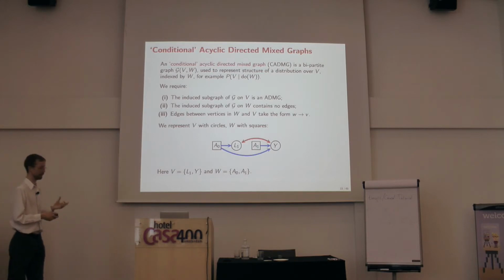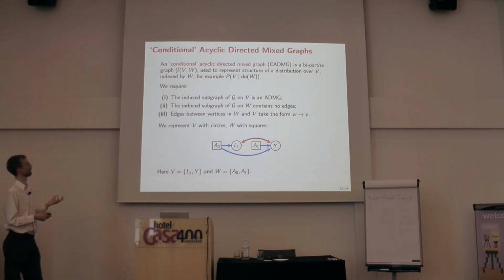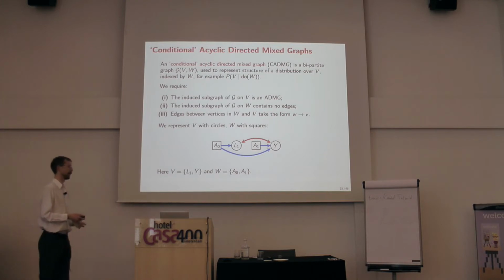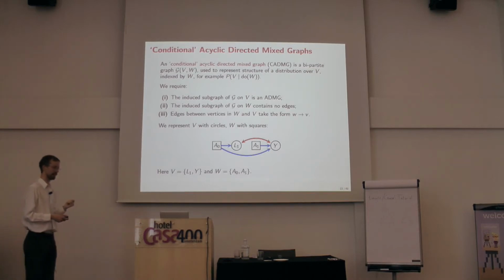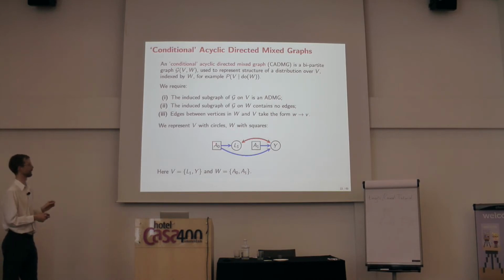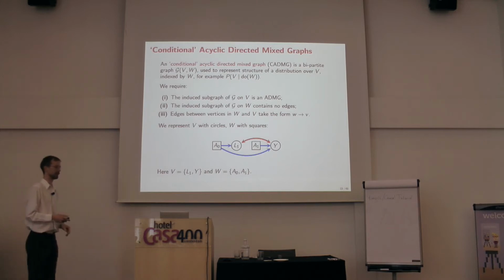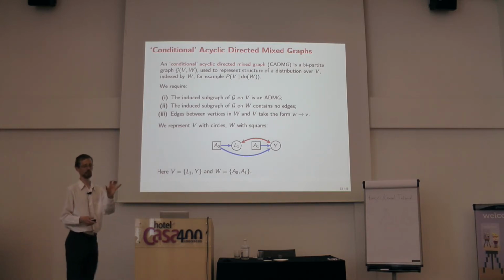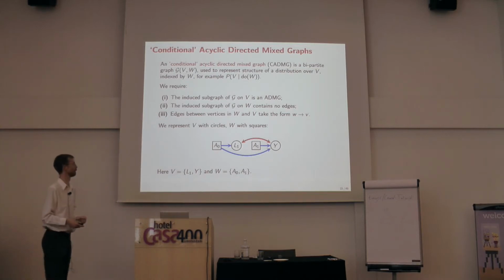So these are graphs that represent a set of distributions over the variables in circles, which we'll say are in V, indexed by the variables that are fixed, the squares, in W. The only edges allowed between the fixed and the random vertices are directed from the fixed vertices to the random ones, and there are no edges between the fixed vertices, because this represents a distribution over V indexed by the variables in W. So you can specify a set of values for the variables in W and get a distribution over V.